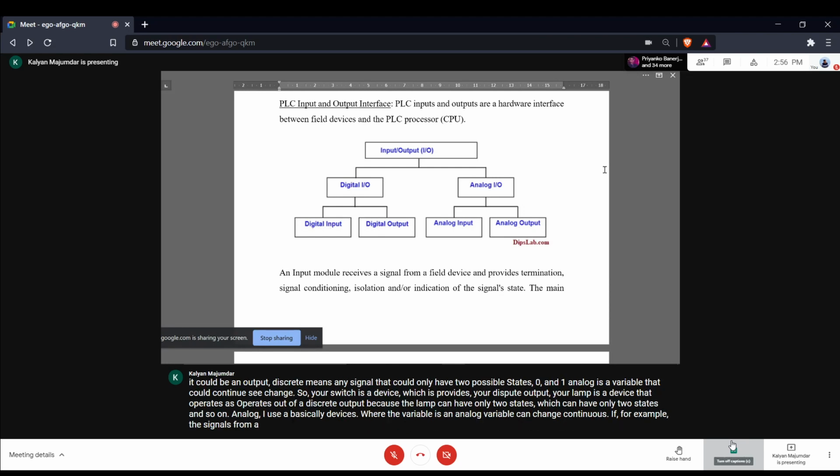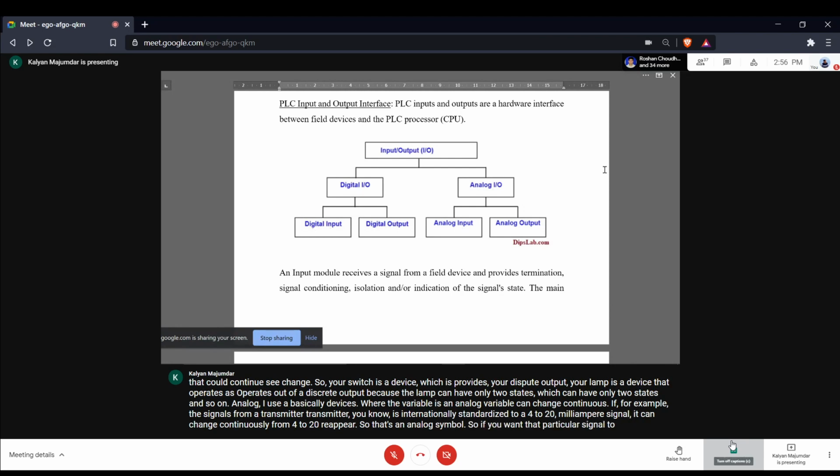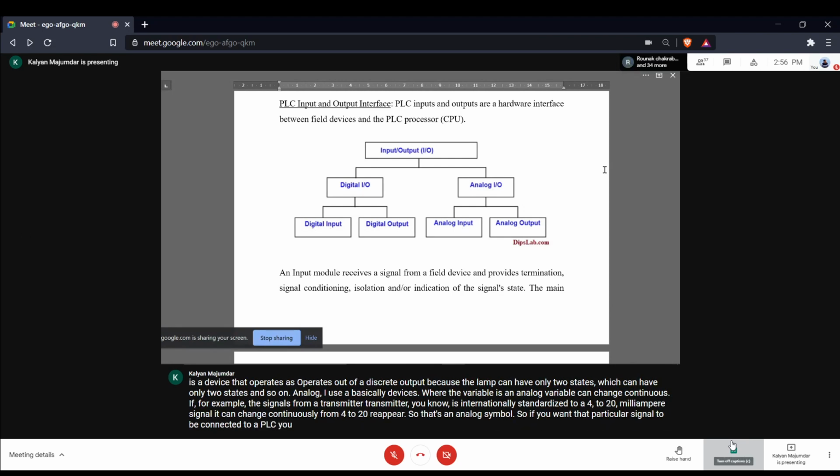Analog IOs are basically devices where the variable is an analog variable, can change continuously. For example, the signal from a transmitter. Transmitter is internationally standardized to a 4 to 20 milliampere signal. It can change continuously from 4 to 20 milliampere. So that's an analog signal. So if you want that particular signal to be connected to a PLC, you require what is known as an analog input.